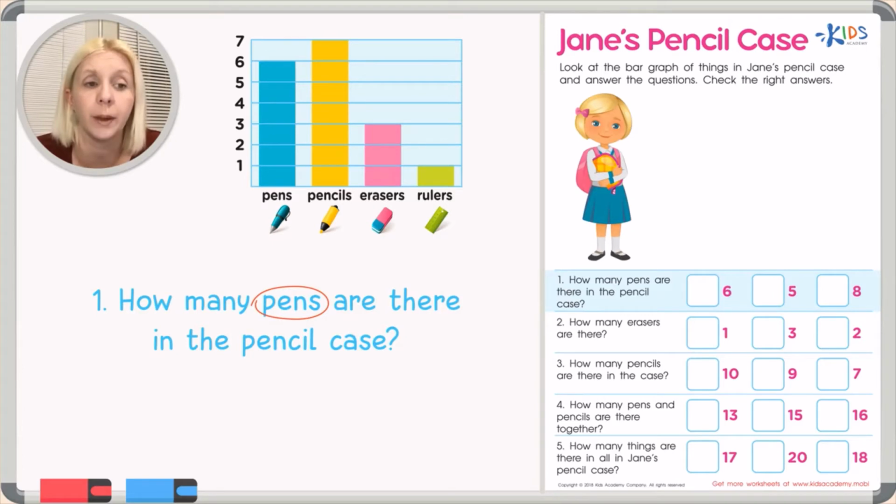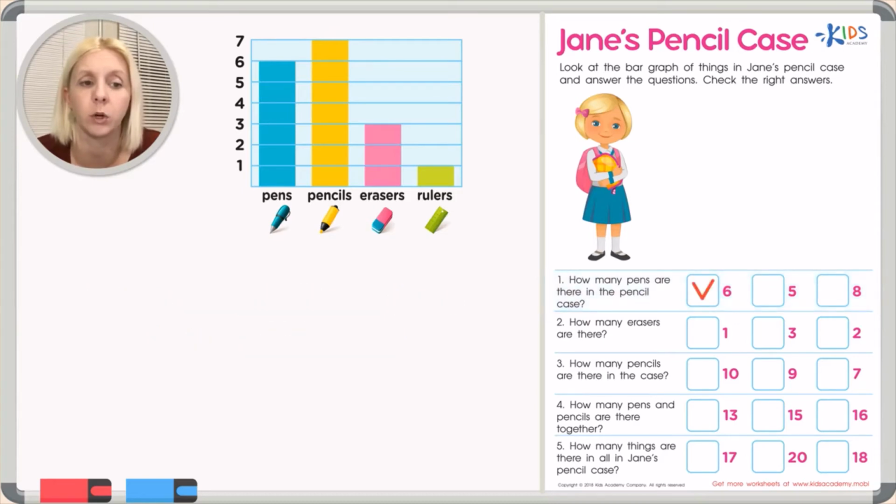So we're going to go up in our graph and we're going to find pens, and that's this first one right here. And we're going to count how many there are in her pencil case. Our bar graph shows us that it goes all the way up here. So let's count. We've got 1, 2, 3, 4, 5, 6. It goes all the way up right here to 6. So there are 6 pens in her pencil case. So we're going to check the correct answer right here. So I'm going to put a check next to the number 6.